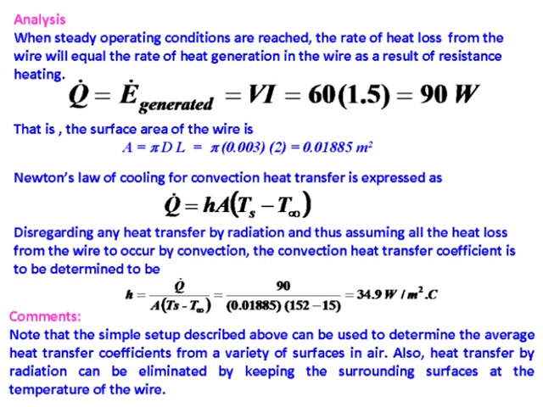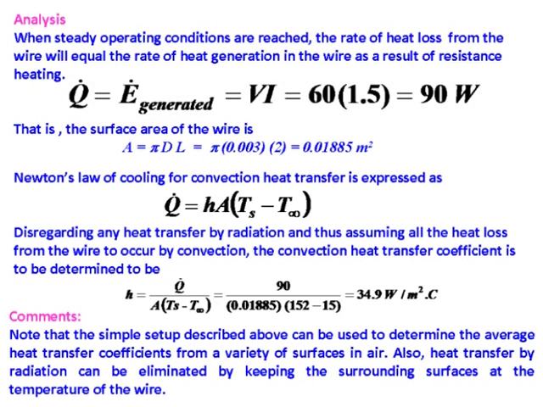So, here of course, we have not written that here E dot in minus E dot out plus E dot G equal to E dot ST. So, here it is being steady state, E dot ST, nothing is changing with time. So, E dot ST will turn out to be 0, and energy is being generated, that is E dot G is equal to voltage into current, that is 60 volts into 1.5 amps. So, we have 90 watts.